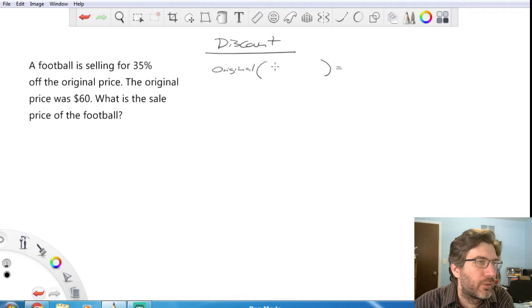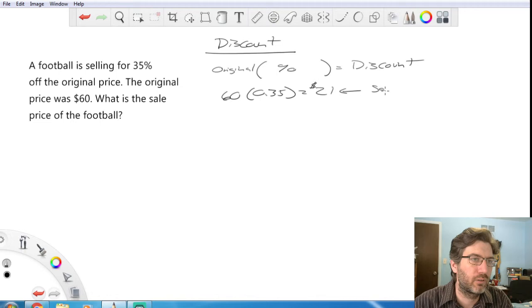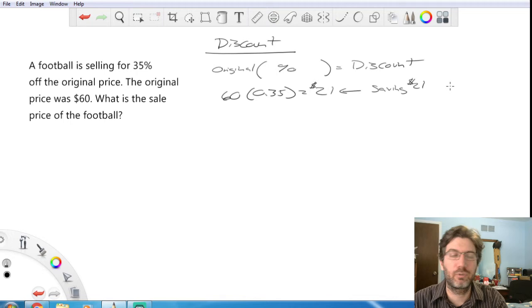Right. Original price times your percentage equals your discount. So your original price would be 60 times your percentage 0.35. That means $21. So this is your discount. This is saving $21. That's not what you're paying, that's what you're saving.